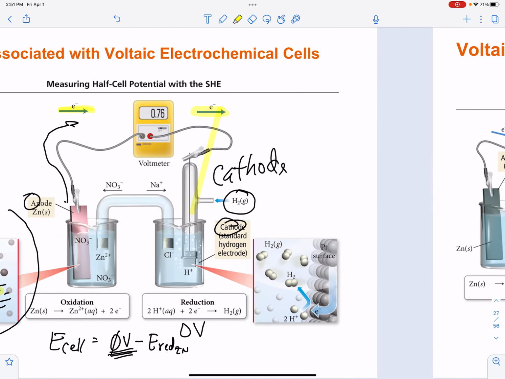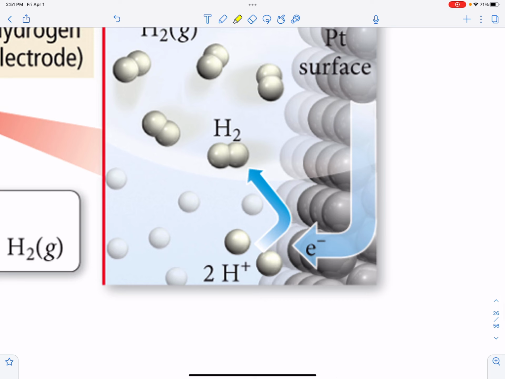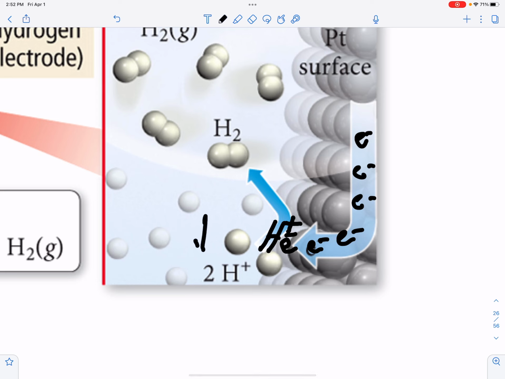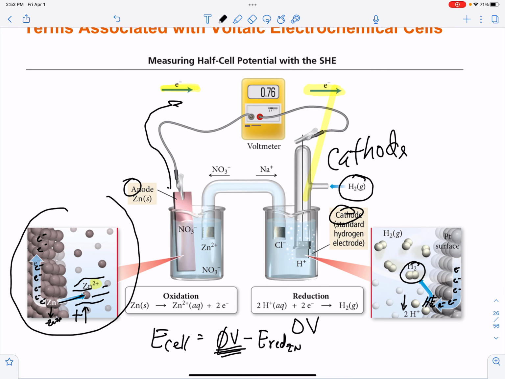And we can see the same thing happening on the cathode. The electrons are coming this way. And as soon as they come into contact with something positive, then the positive is going to come down, and you're going to be creating hydrogen gas. So make sure you understand what's happening at the atomic level on each one of them.